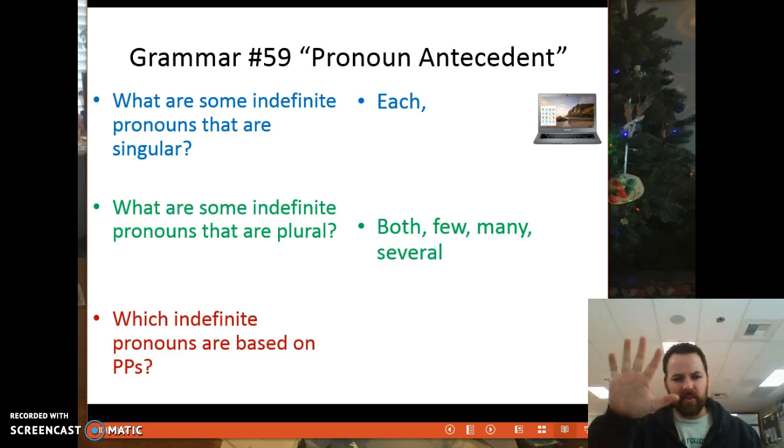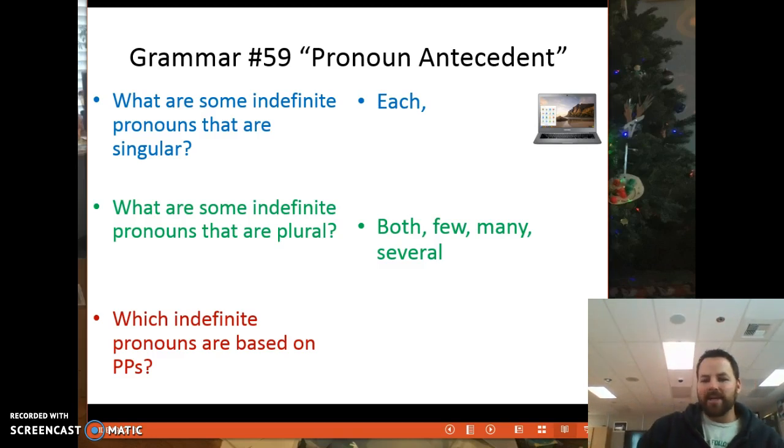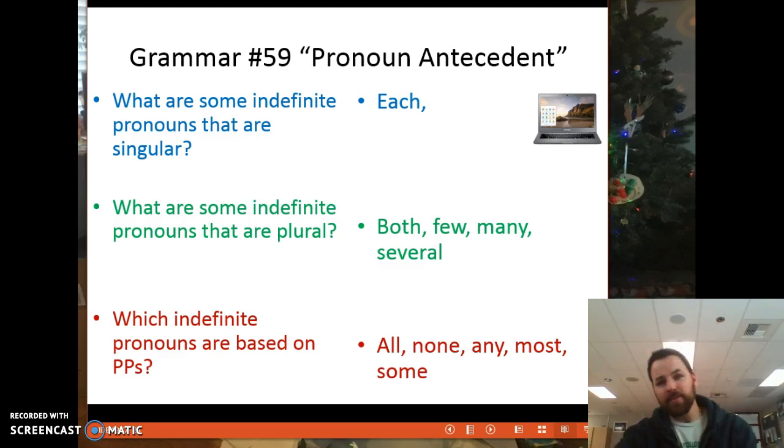You just worked on 5 tricky indefinite pronouns that are based on prepositional phrases. Hopefully you can see all of those. All, none, any, most, and some are based on the prepositional phrases. Look at the prepositional phrases, most notably of, but any of them: with, in, between, among, besides, next to, on.